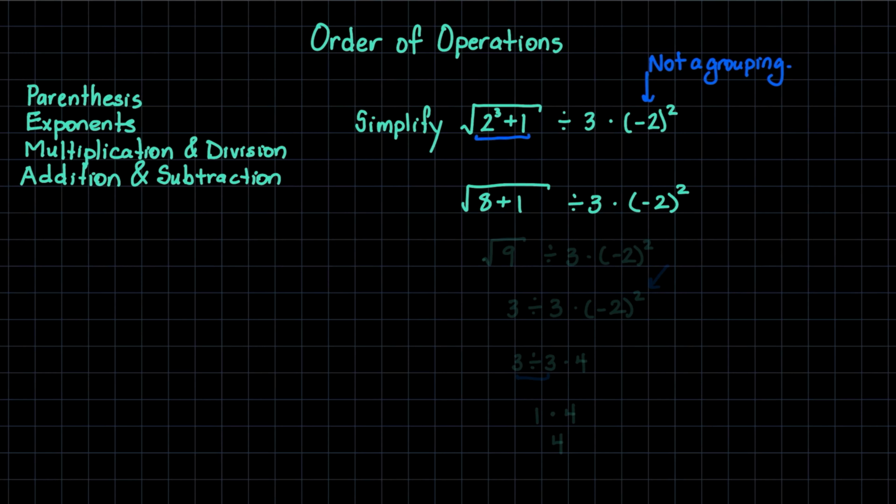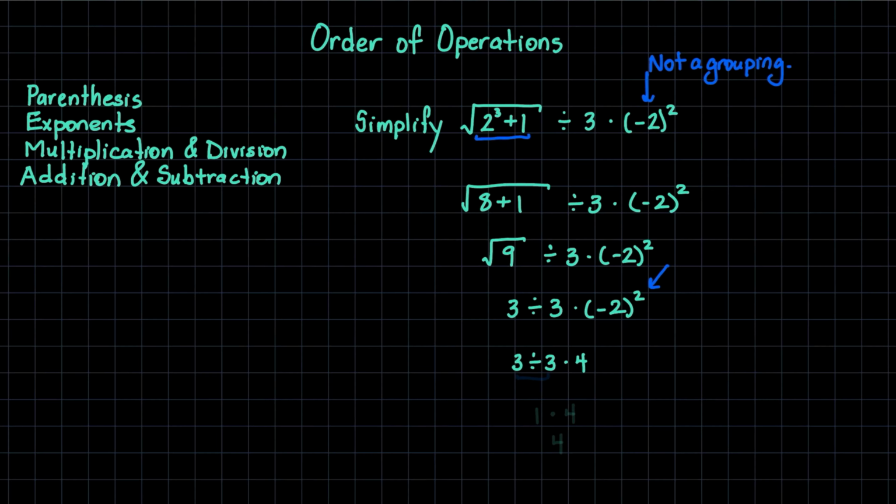I'm still in my grouping because I have multiple operations. 8 plus 1 is 9 divided by 3 times -2 squared. Square root of 9 is 3. So now I have 3 divided by 3 times -2 squared. All my groupings are addressed. Now I have to look for exponents. So here I have an exponent. -2 squared is +4.